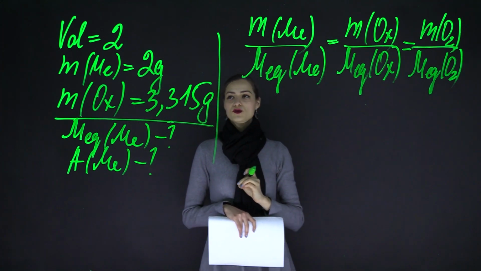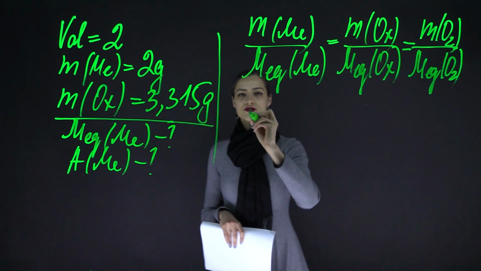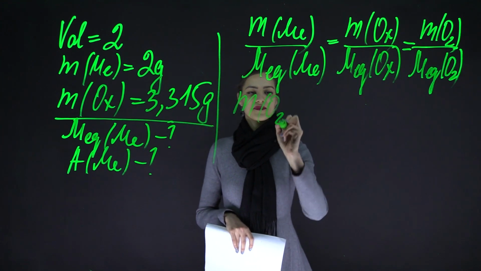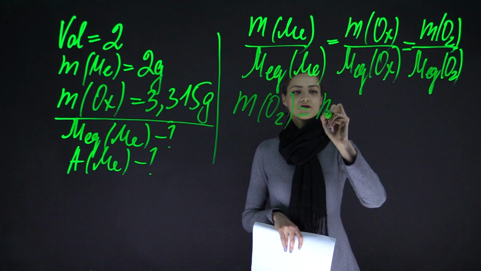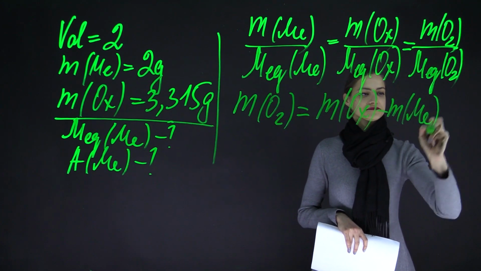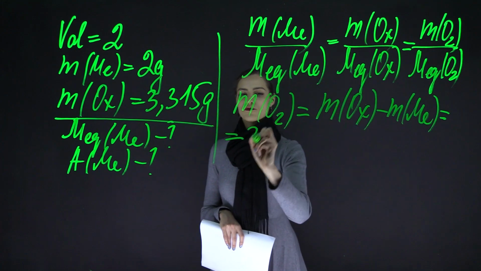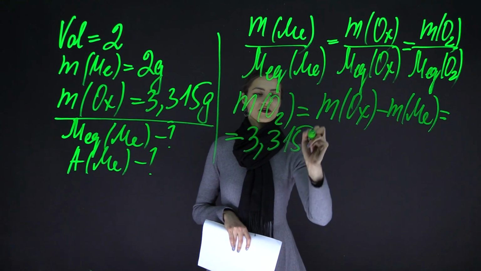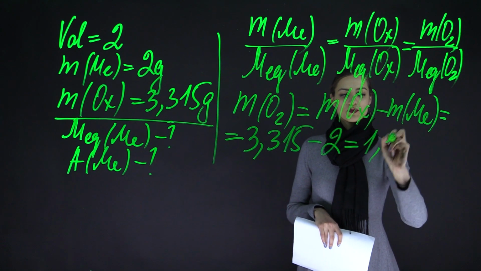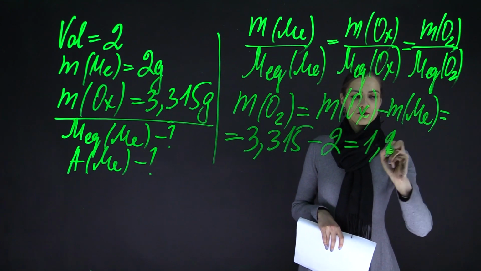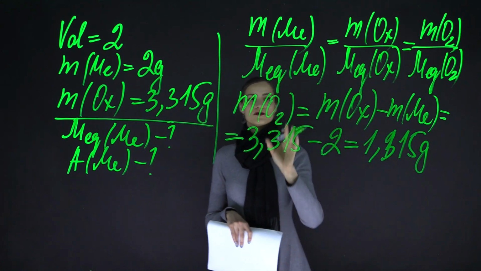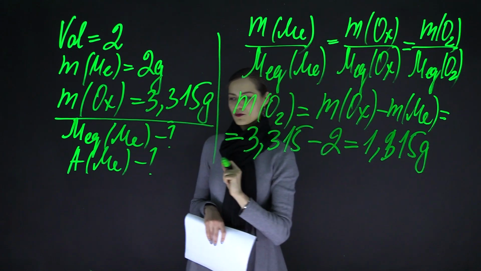So in our situation we can calculate the mass of oxygen required in our reaction. It's the difference between the mass of the oxide and the mass of the metal. So 3.315 grams minus 2 equals 1.315 grams. And now we can easily calculate the equivalent mass from the law of equivalence.